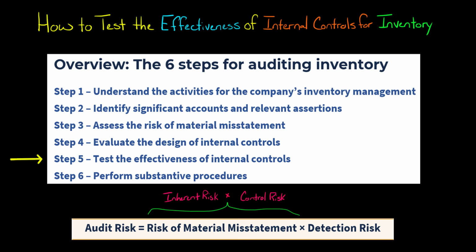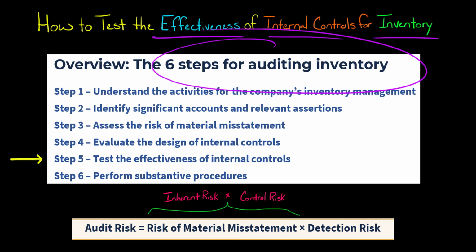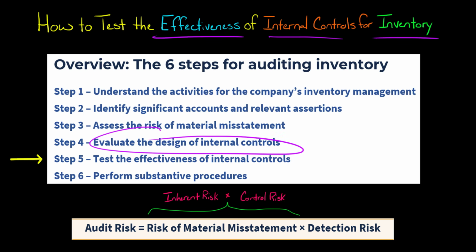In this video, I'm going to talk about how the auditor would go about testing the effectiveness of a client's internal controls for inventory. Remember, we've been talking about the 6 different steps for auditing inventory, and in our last video, we talked about how to evaluate the design of the client's internal controls. So we first had to understand what controls were actually in place, and now what we're going to do is test the effectiveness of those internal controls.